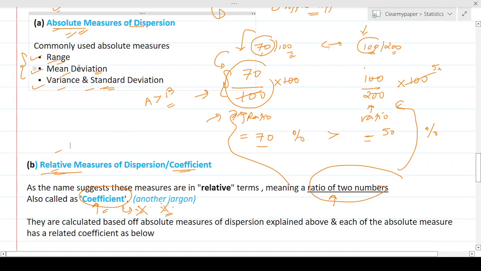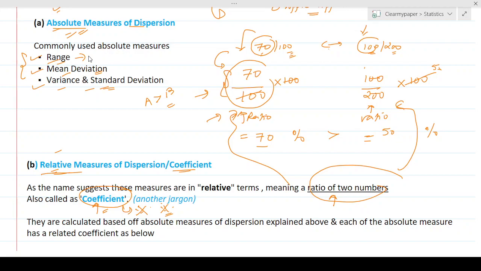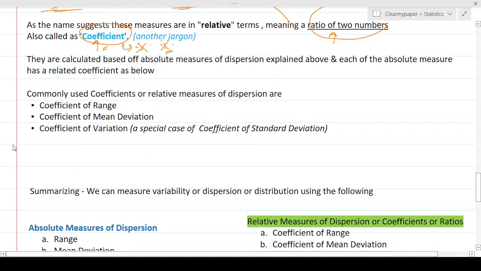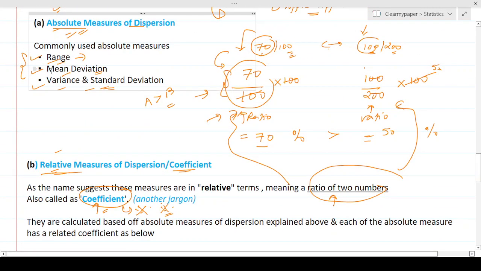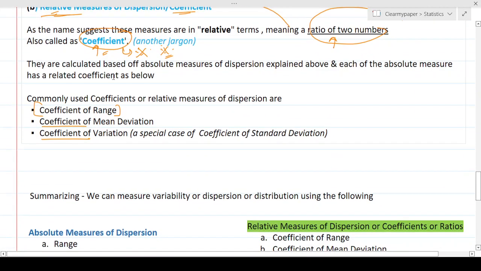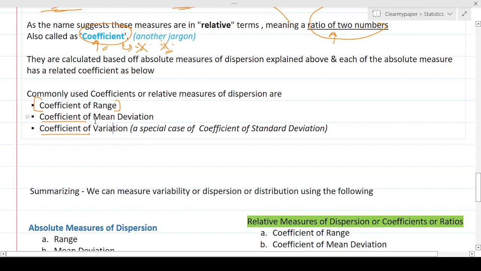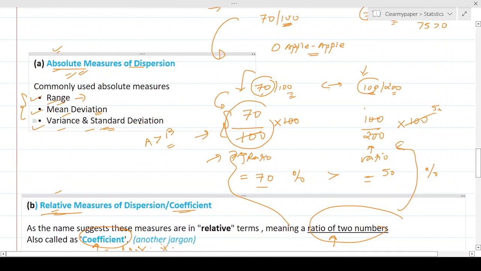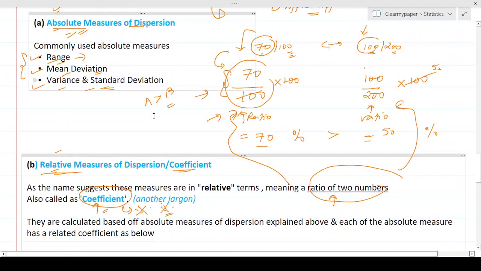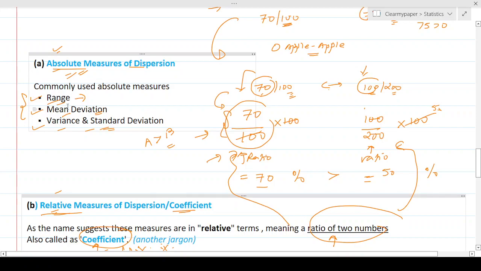For example, the relative measure for the absolute measure range will be called coefficient of range. If you see here, coefficient of range. So for each absolute measure, we will prefix these two words, coefficient of something. We have an absolute measure called mean deviation, so we'll have a corresponding relative measure calculated based on mean deviation, and we'll call it coefficient of mean deviation. And likewise, we'll call it coefficient of variation for the absolute measures variance and standard deviation. Okay, that's the broader picture of how this functions.